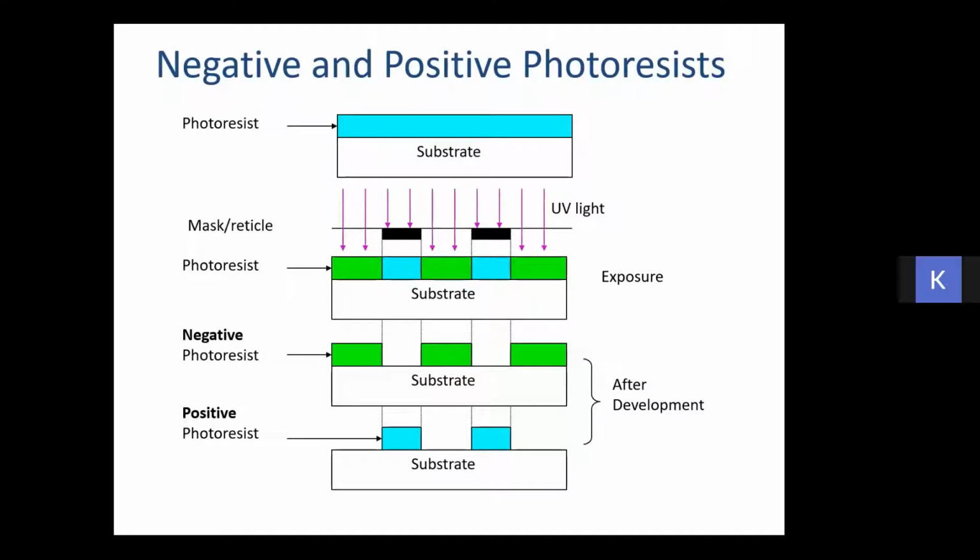Now you can see initially you have a photoresist on a substrate, then you place a mask and then light is falling, or made to fall, on the photoresist through a mask. Mask means you are having an opaque region, that is the black region is the opaque region, and the other transparent region through which the light can pass.